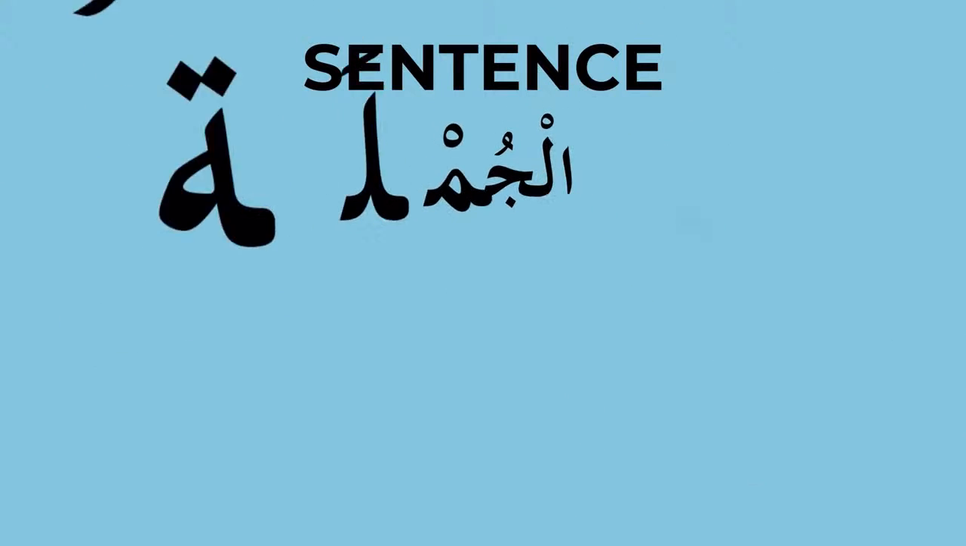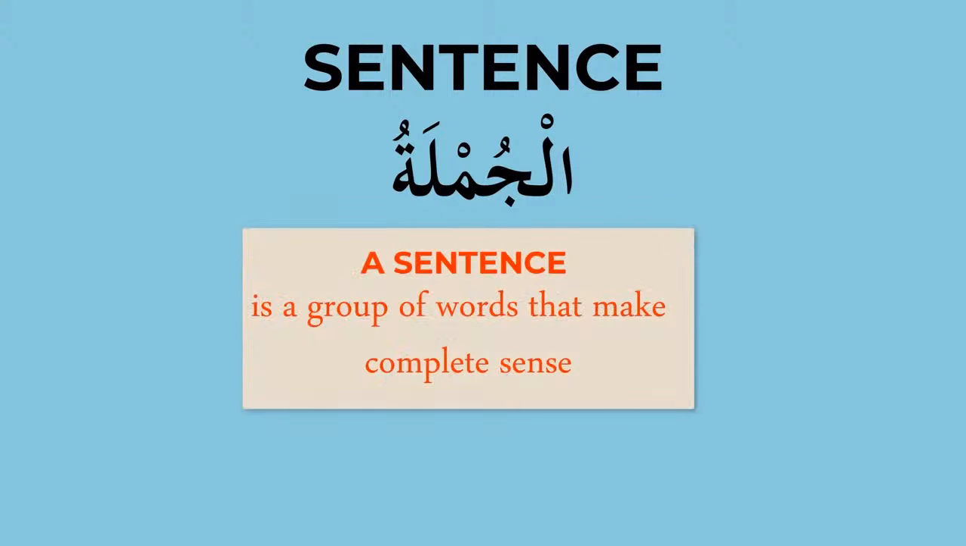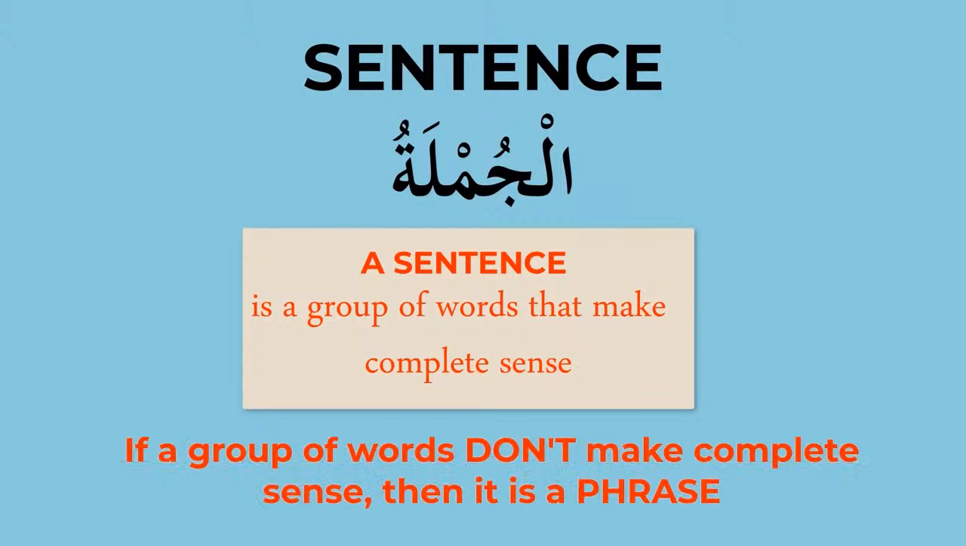We welcome you to this new Arabic course. When you say a sentence, in Arabic we say al-jumlatu. Sentence is a group of words which make complete sense, brother. A group of words which does not make complete sense, then it is not a sentence. Then we can call it a phrase. So here we are concerned with sentence.